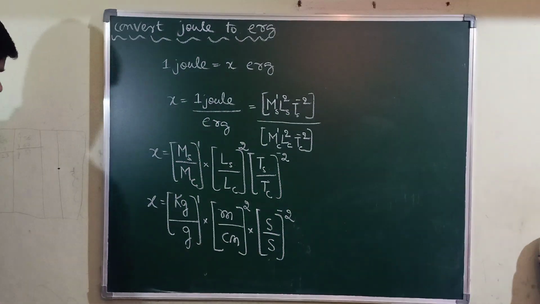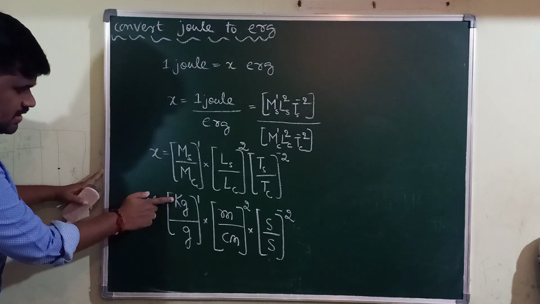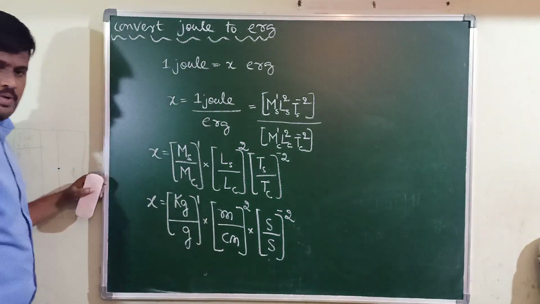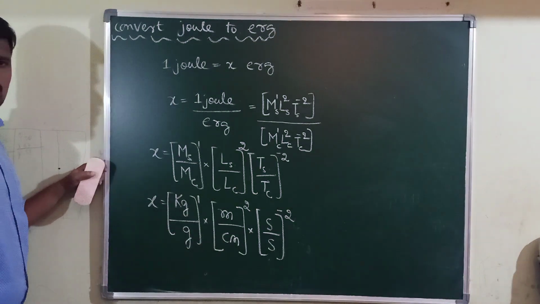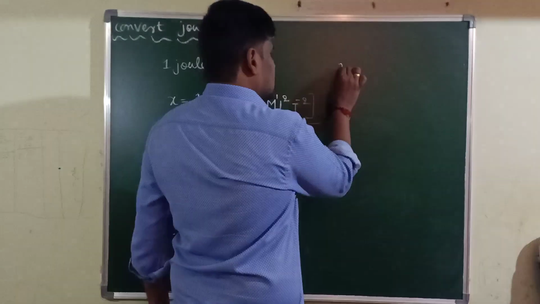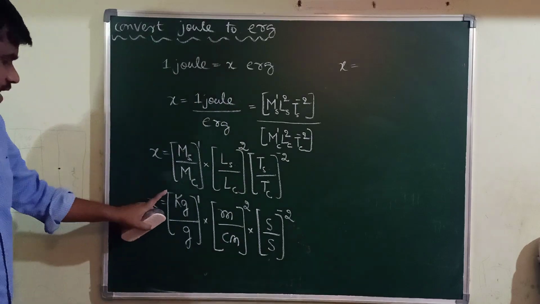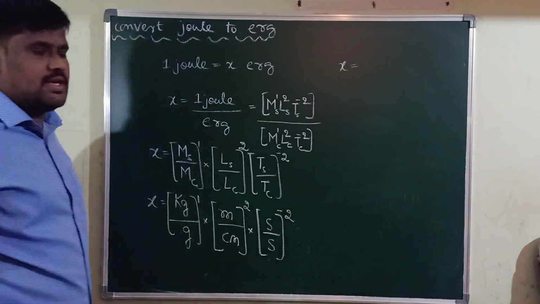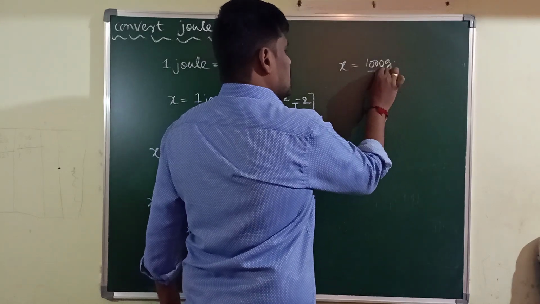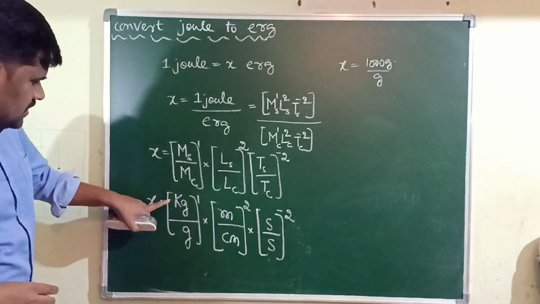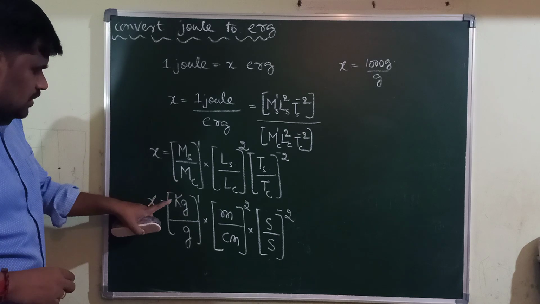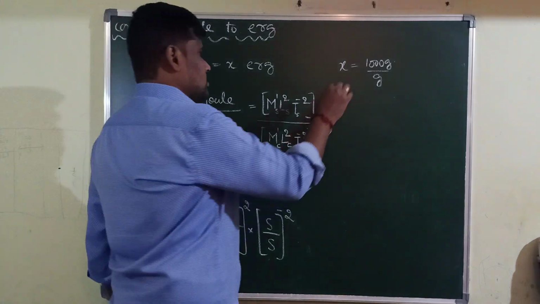Okay. Next step nalli kg should be converted into gram, meter should be converted into centimeter. kg na gram nalli convert ಮಾಡ್ಕೊಡ್ರಿ, meter na centimeter nalli convert ಮಾಡ್ಕೊಡ್ರಿ. What is the next one? X equals to kg by gram. 1 kg equals to how many gram? 1000 grams. Therefore I will write 1000 gram by gram. I am converting kg to gram here. Therefore 1000 gram divided by gram to the power 1.